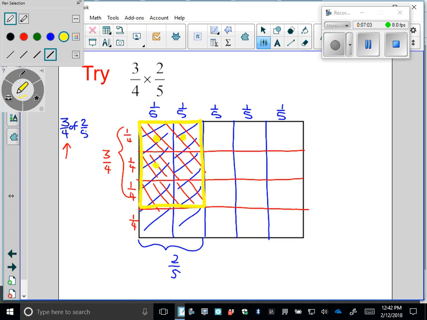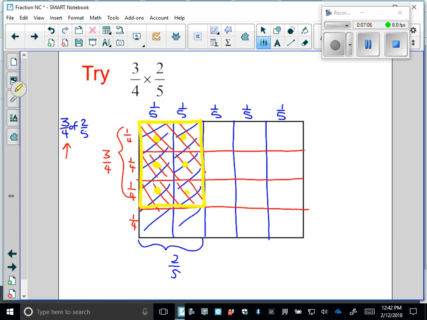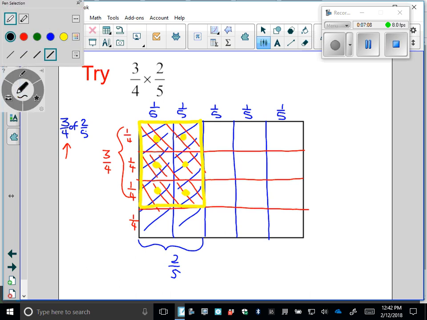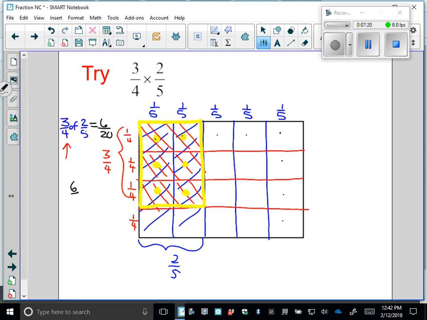1, 2, 3, 4, 5, 6 sections out of 1, 2, 3, 4, 5 by 1, 2, 3, 4, out of 20 total. 6 out of 20. When we divide by 2, we get 3 out of 10. So 3/10 is the final answer. That's simple multiplication with the area model.